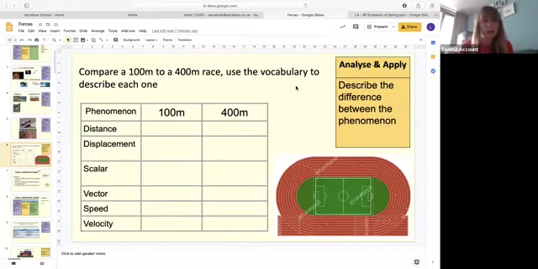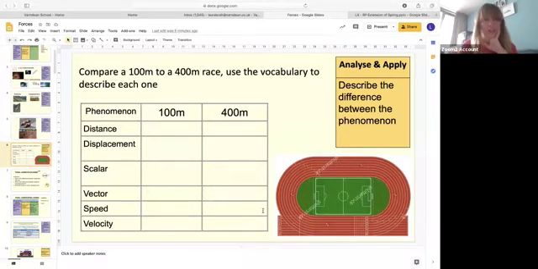So the first slide that we're looking at, some of you will recognise, but it's a way to understand some key language that we will use to describe forces. We've got the phenomenon, which is basically the thing that we want to talk about, that we are describing. So we've got the words distance and displacement, scalar and vector, speed and velocity. And the way that we can understand these is by using a 400-meter racetrack that also, as we're aware from sports days, has a 100-meter straight in it as well down here.